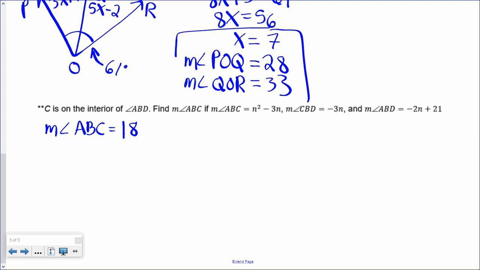When you guys factor, you should get plus 7 and minus 3 as your solutions. When you plug in 7, it'll work technically for the ABC. 7 will work, but if you plug it in for the other angle, you get a negative, so you can't use 7, even though it worked for one angle. If it doesn't work for the other, you can't use it. So when you plug in minus 3, you get 18. That's your only valid answer. Okay?